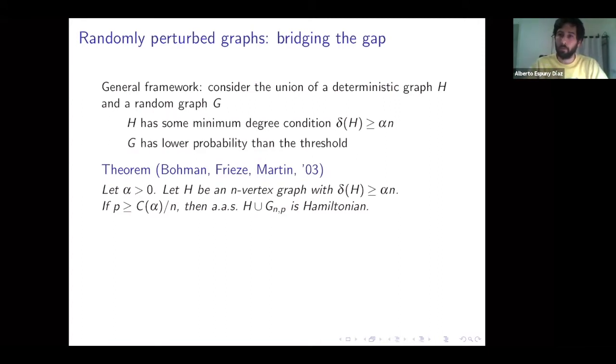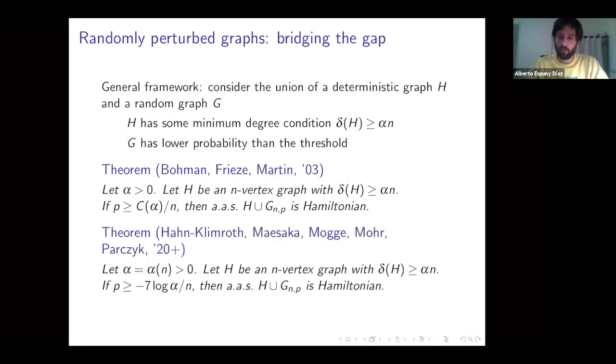So there's a logarithmic improvement on the needed probability. And very recently, this was generalized by this list of authors, Hahn-Klimroth, Maesaka, Mogge, Mohr, and Parczyk. They basically proved the same thing, but allowing alpha to not just be a constant, but some function that goes to 0 with n. And what they proved is the same type of result. So the probability has to be at least the logarithm of this alpha divided by n.